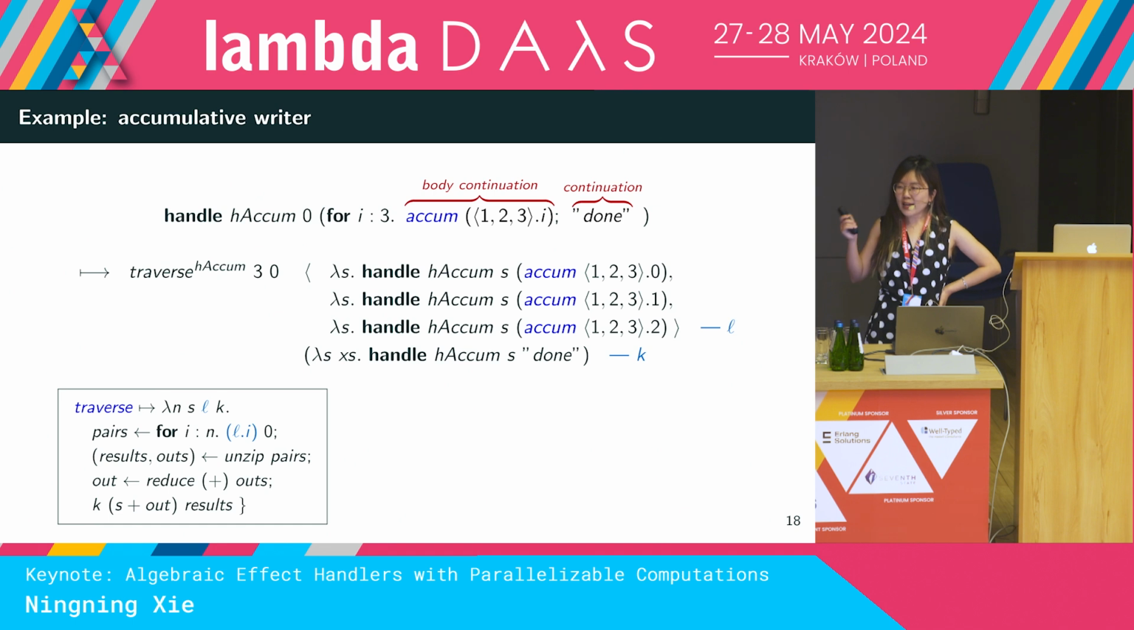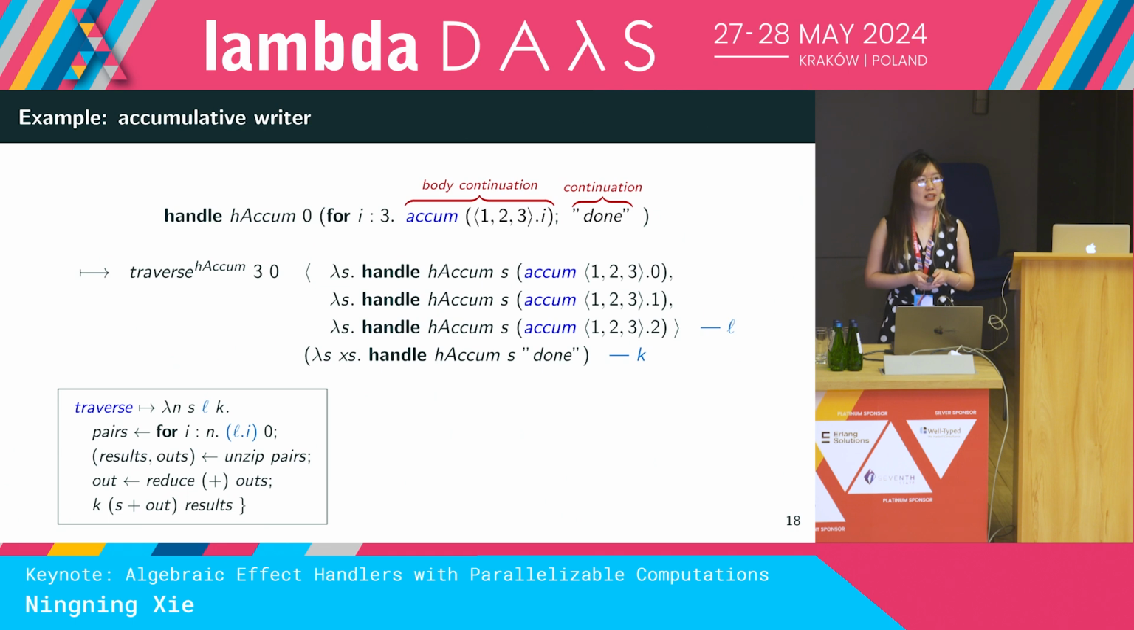So if we are going to handle this program using this traverse clause, then according to this definition, what we are going to do first is call each of the body continuations inside another for expression. Fortunately, in this case, the body of the for continuation is pure, because the effect inside this body continuation has already been handled by the handler we pushed inside the body of the for. And we are going to run each of the body continuations using the initial handler parameter 0.